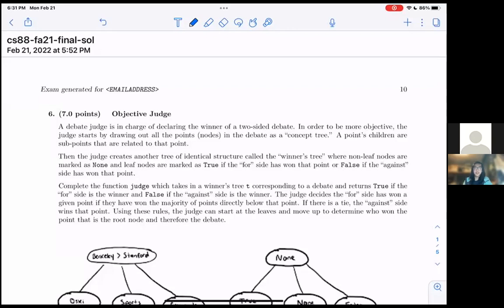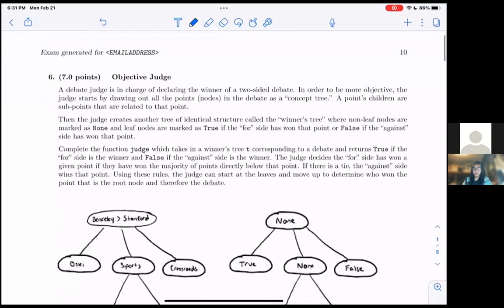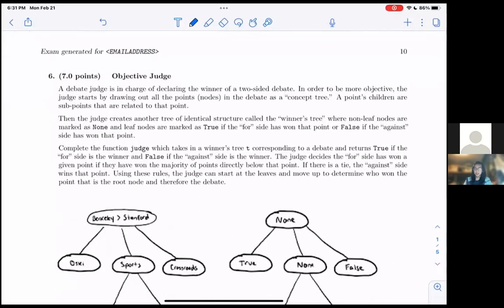I'll be going over the CS88 Fall 2021 final, specifically problem 6, Objective Judge. All right, let's jump right into the problem.